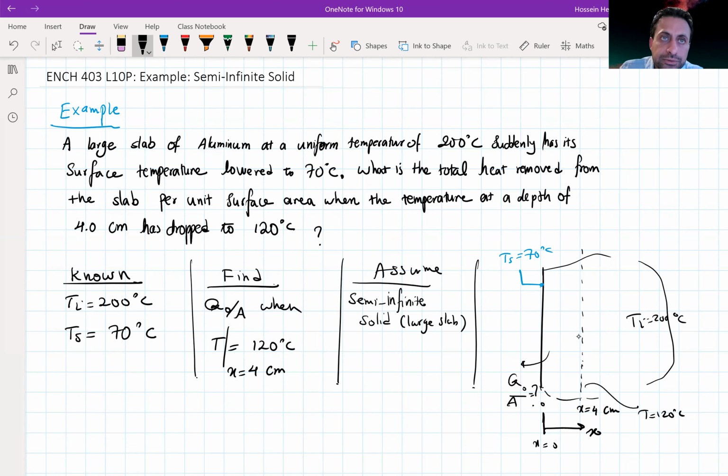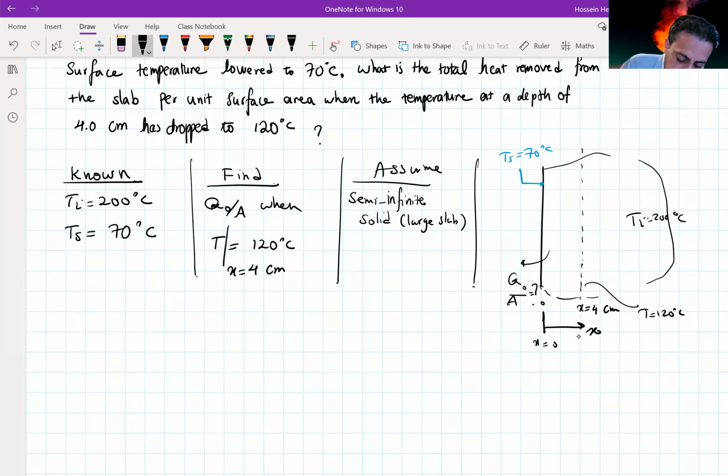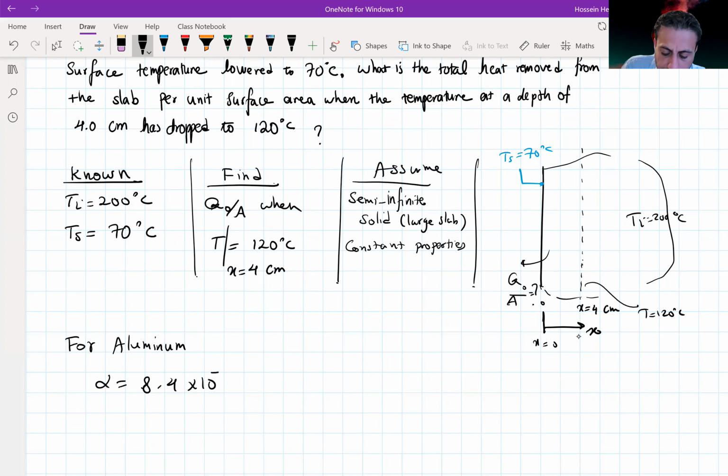to the surrounding medium. For aluminum, the first thing is finding the properties, and I'm going to make another assumption, constant properties. If you read the properties for aluminum, alpha is going to be 8.4 times 10 to the power minus 5 meters squared per second, and k is going to be 250 watts per meter Kelvin.